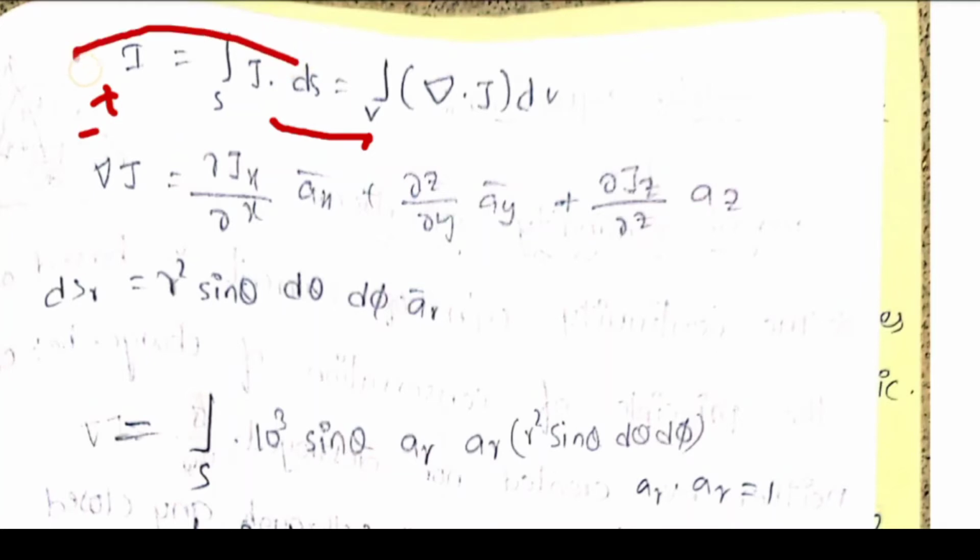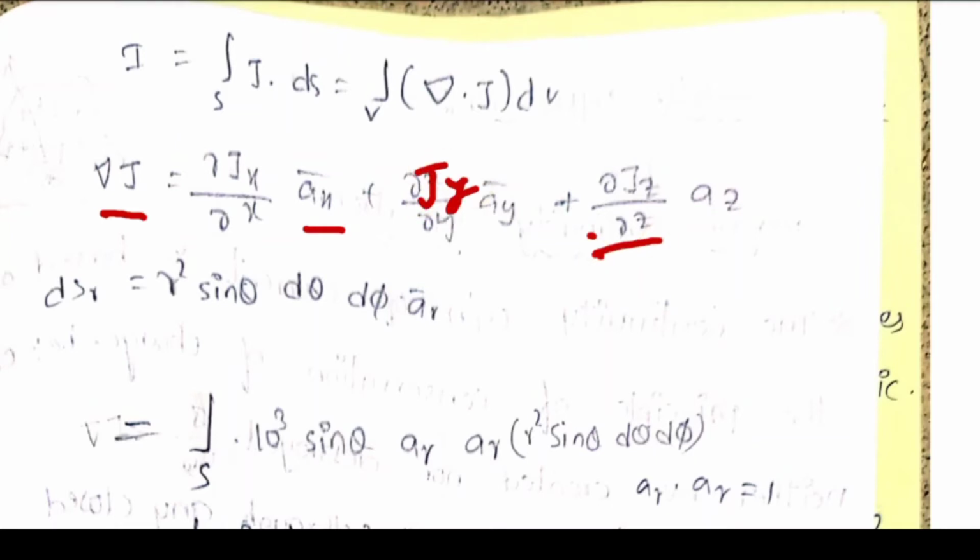The del operator on J is equal to dou Jx by dou x Ax plus dou Jy by dou y Ay plus dou Jz by dou z Az. This is del J, the del operator on any vector. In spherical coordinate system, what is dS_r? The differential surface area in r direction is given by r square sin theta d theta d phi AR. This formula we have to remember.